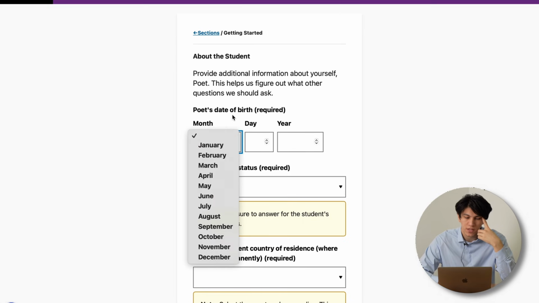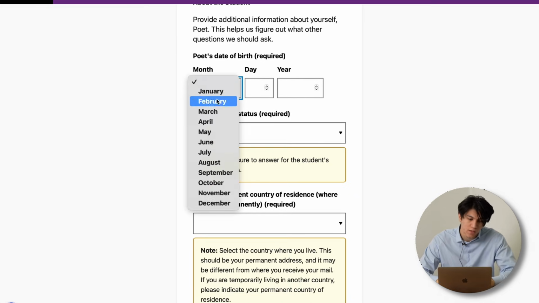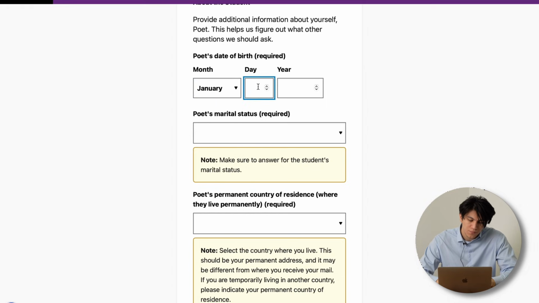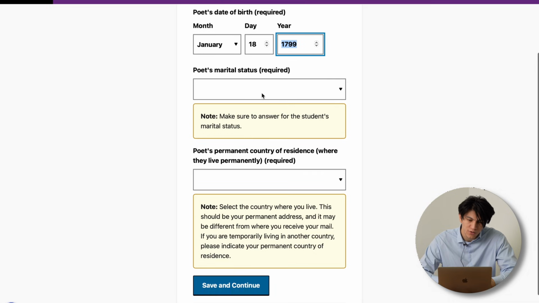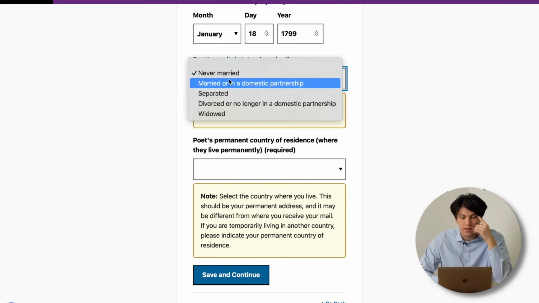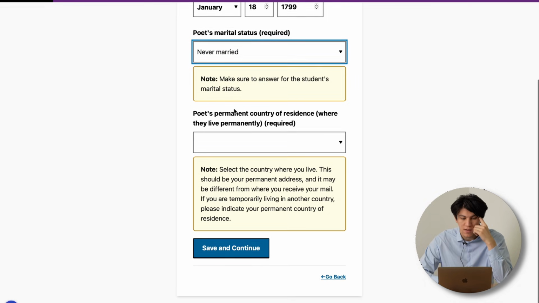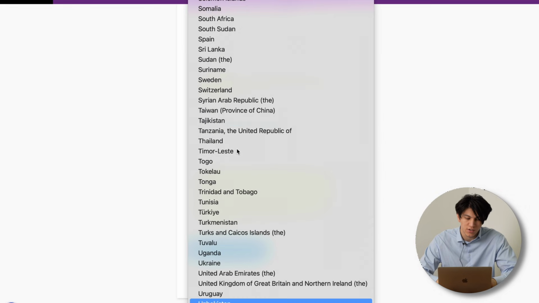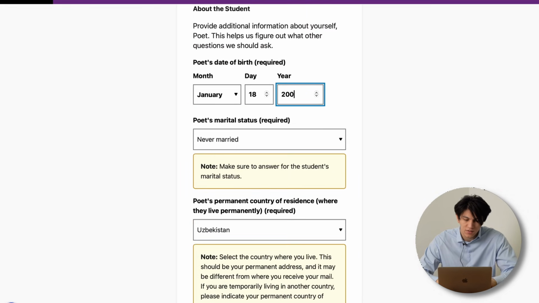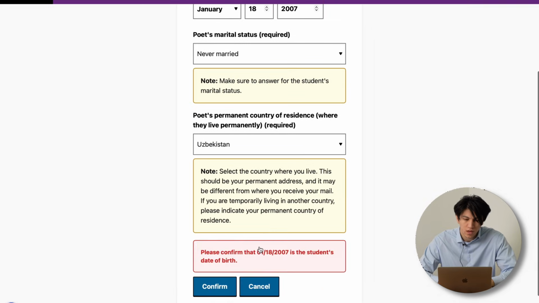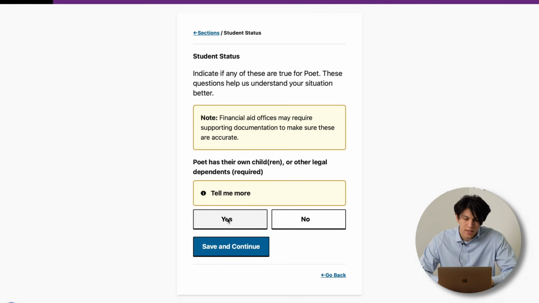About the student, so Poet's date of birth, so it's, what was that, January 18, 799. I don't think they accept this. I don't know whether Pushkin was born on January 18th, but this is definitely true. Poet's marital status, never married. I mean, as a student, yes. He's married, but as a student, yes. Poet's permanent citizenship, Uzbekistan. Okay, they don't accept this. So it's 2008, 7. Okay, we confirm the date.